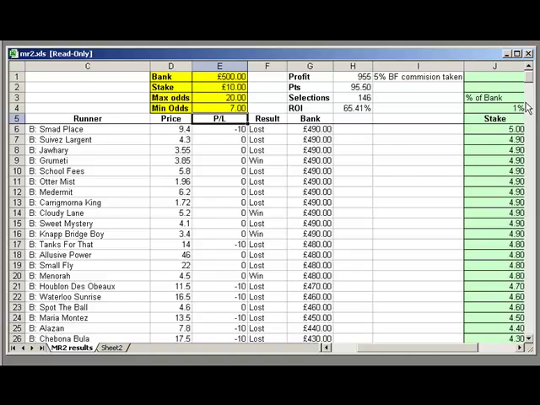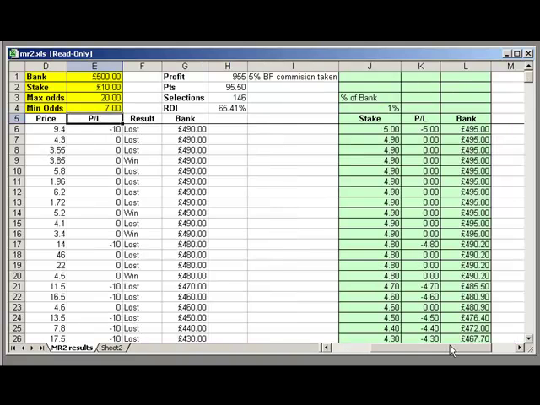Okay, so I didn't want to make this video too long. I just wanted to show you what difference you can make. Oh yeah, there was one other thing, sorry. The 2% of the bank, which is what I recommended originally.